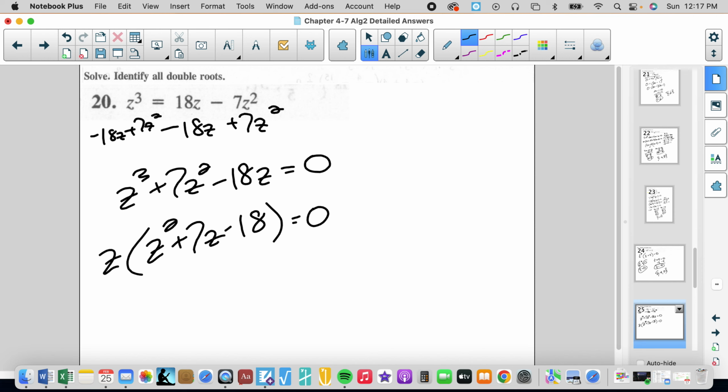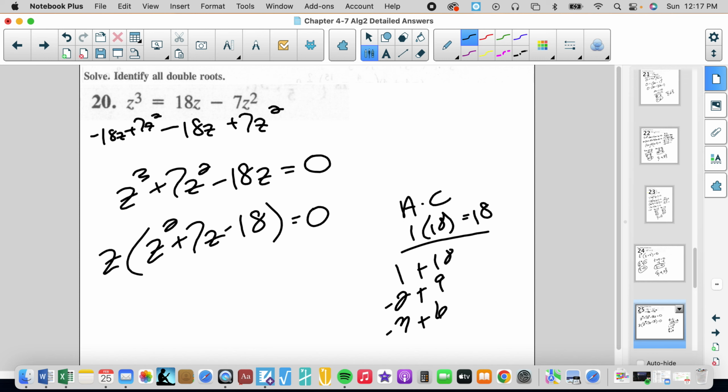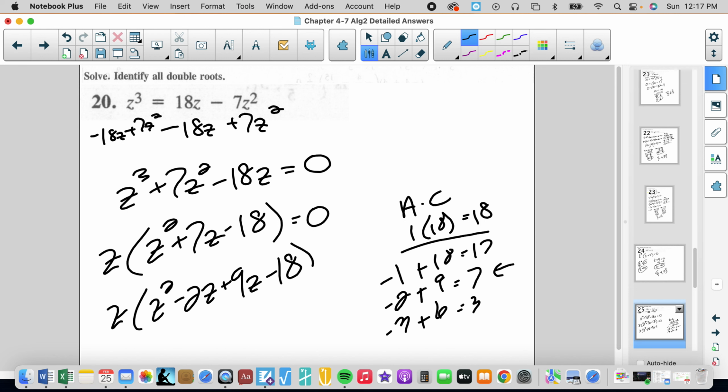Not a special case. 18 is not a perfect square. So we'll do a times c, 1 times 18, 1 and 18, 2 and 9, 3 and 6. Signs are different. Bigger is positive. 9 minus 2 is 7, 7's my middle. Z squared minus 2z plus 9z minus 18 equals 0.